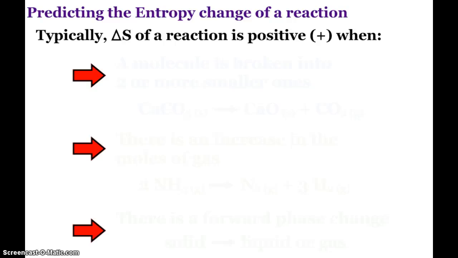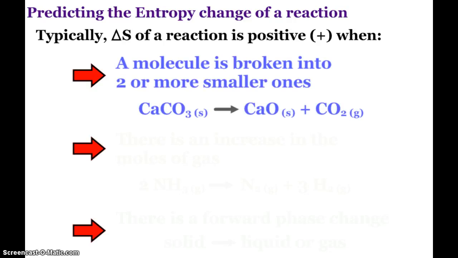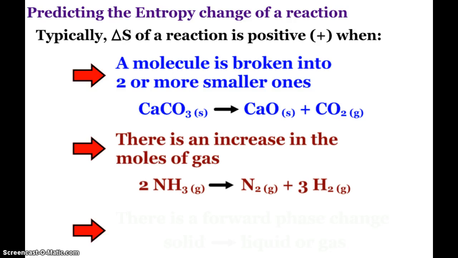One of the things we can do is predict the entropy change of a reaction. And we can do this because we kind of have an idea that the dispersal of energy creates more entropy. So we can typically say that delta S of a reaction is definitely going to be positive under these couple circumstances. One, when you create more stuff. Okay, for example, our decomposition reactions. A molecule is broken into 2 or more smaller ones. But pretty much any time when you have more moles of product than you do reactants, specifically with gas.